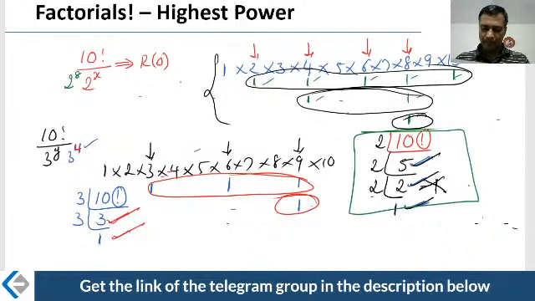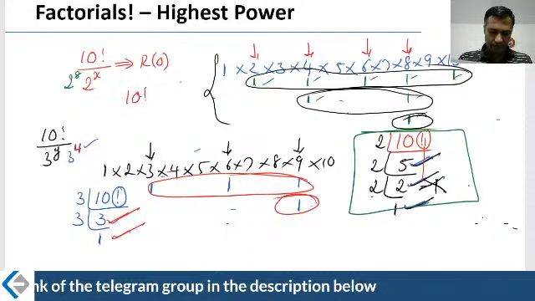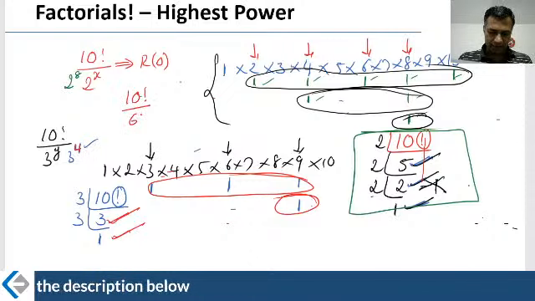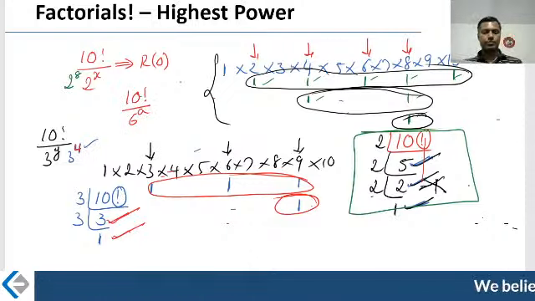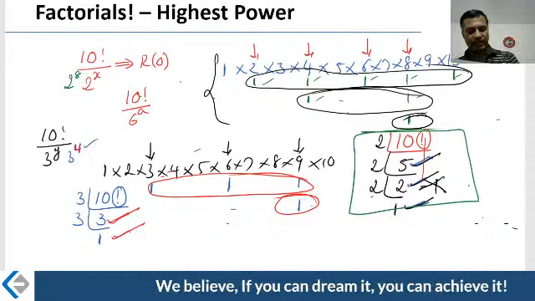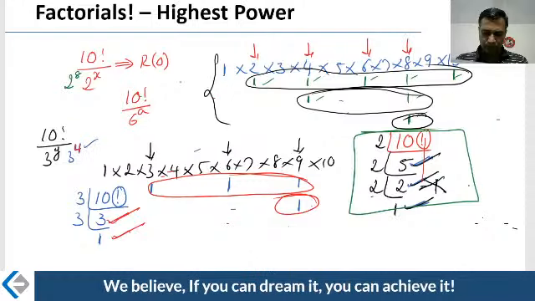Now let me take a different case. What is the highest power of 6 in 10 factorial? I'm asking, friends, what is the highest power of 6 which divides this 10 factorial? If you put the same algorithm, divide 10 by 6, 6 one time, you will say that the answer is 1. That is wrong.